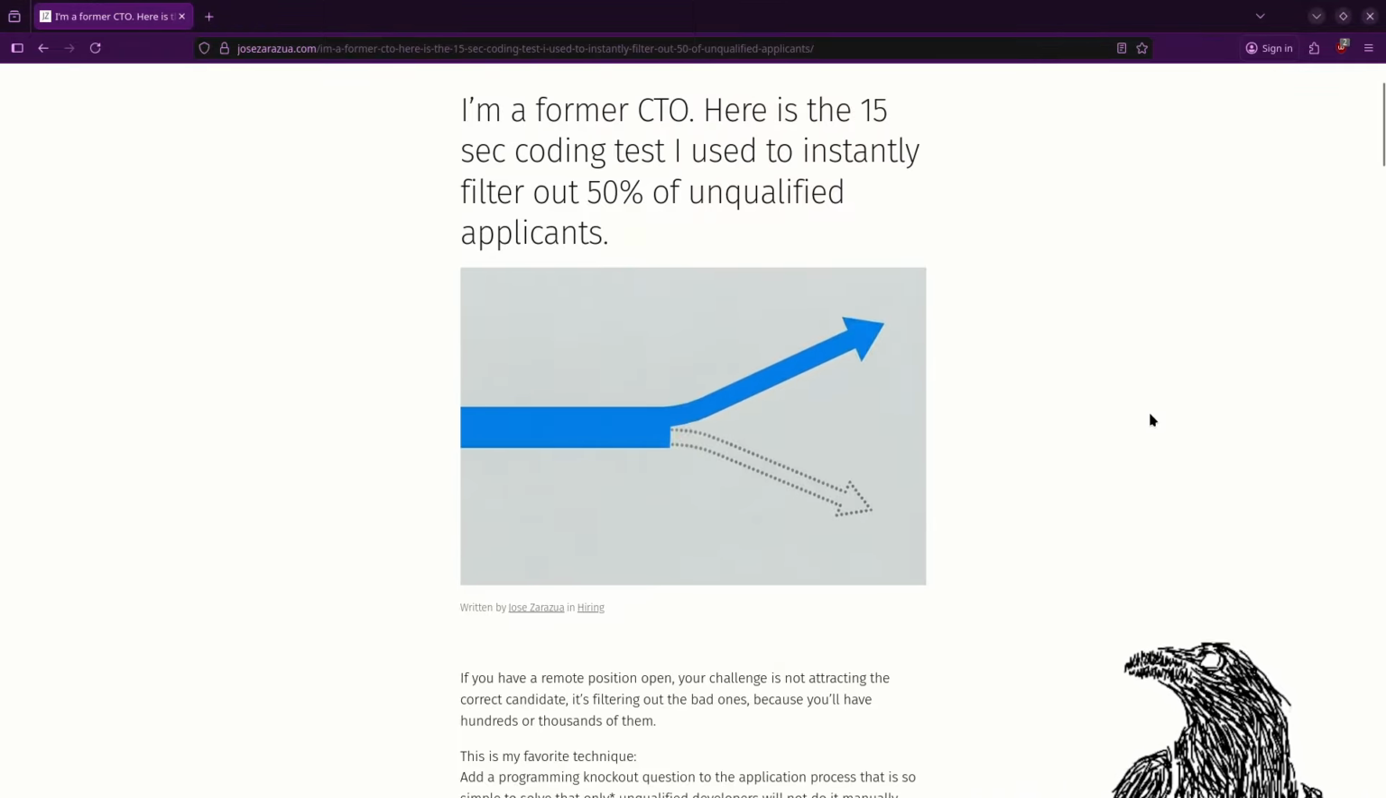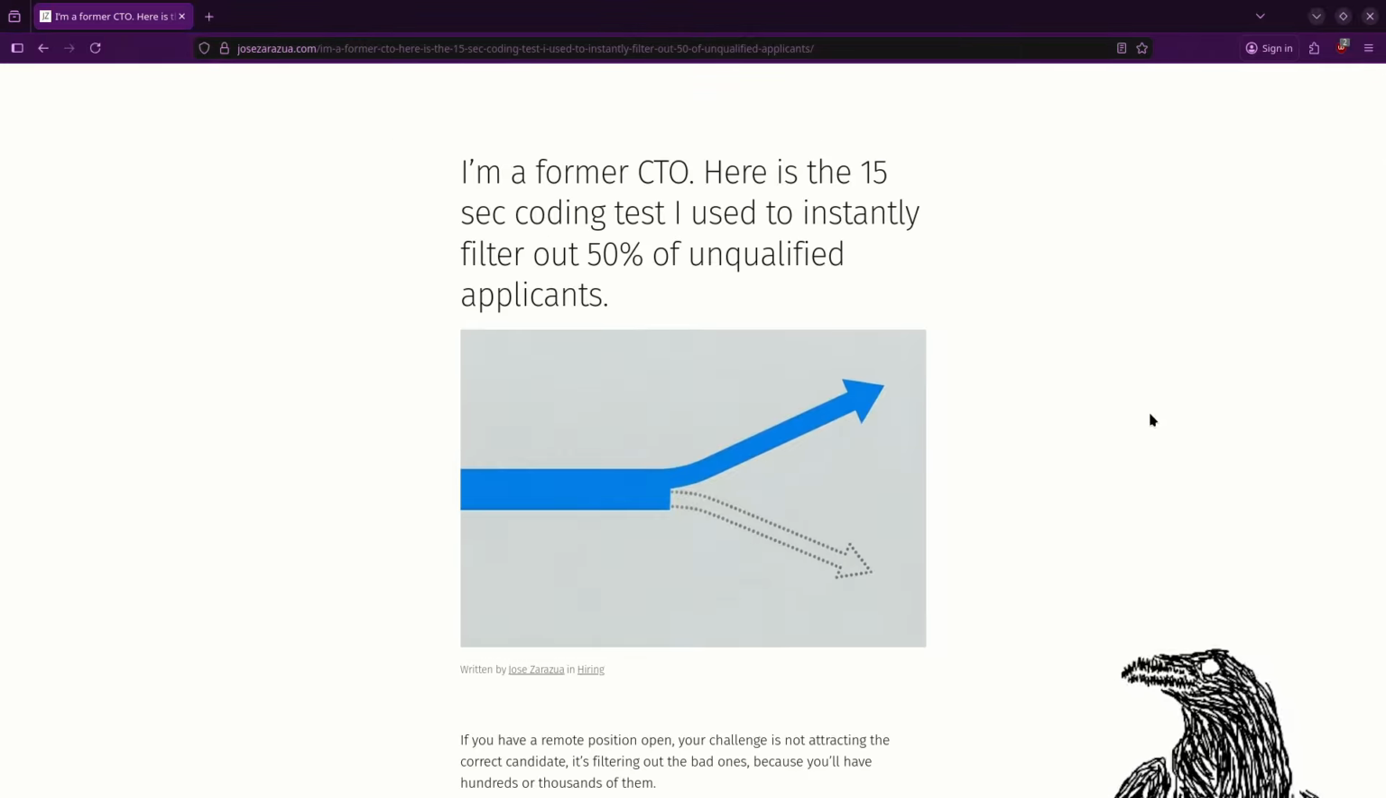There's an interesting question I stumbled upon. This is a question for a tech job, and it takes 15 seconds to do, and it presumably filters out 50% of unqualified applicants. If you get this question wrong, you're not inherently unqualified. What unqualified means in this context is that you used AI to do this problem for you.